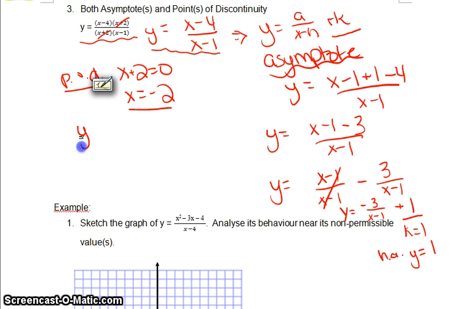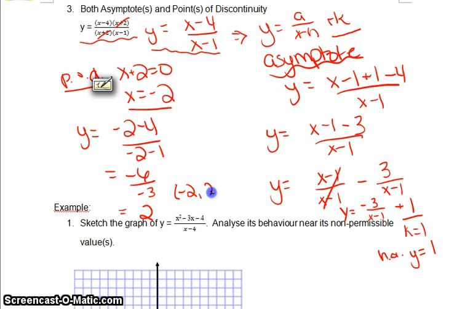So here we have y is equal to, substituting in negative 2 for x, negative 2 minus 4 divided by negative 2 minus 1. Negative 2 minus 4 is negative 6. Negative 2 minus 1 is negative 3. And what we have there, y is equal to 2. Then writing that as a coordinate, we have x is equal to negative 2 and y is 2. And that is where our point of discontinuity is.